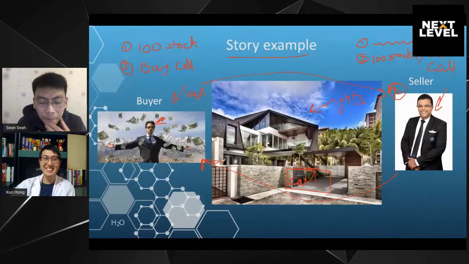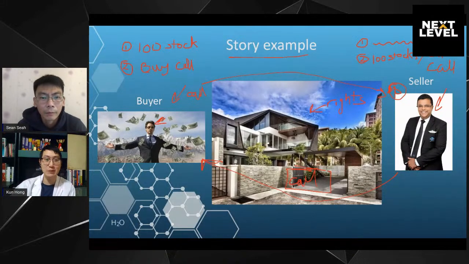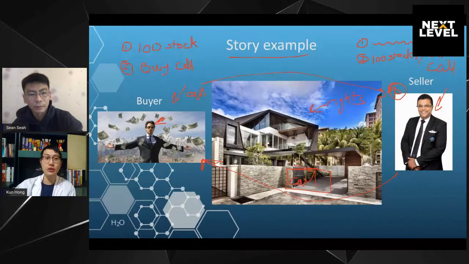Okay, in this case, since you already own the house, and let's say you are living in the house, you still want rental income. You want to use the house, but you still want rental income on top of that. In that case, you can sell a call. It's like you promise someone else, okay, I promise to sell you this house at, maybe you bought it for 10 million.